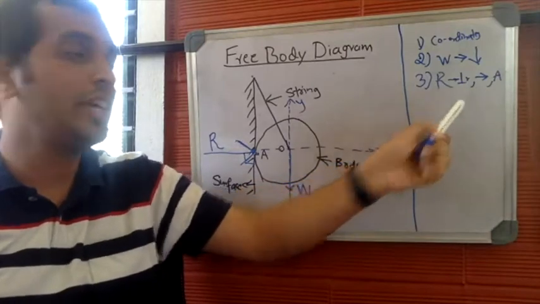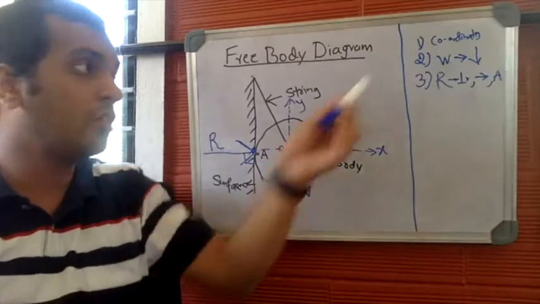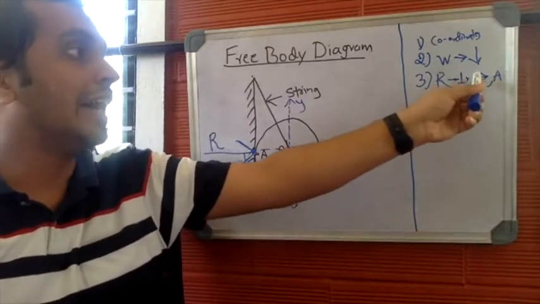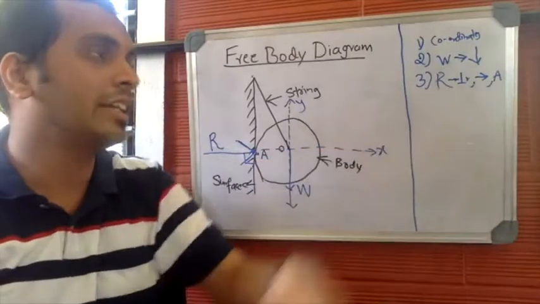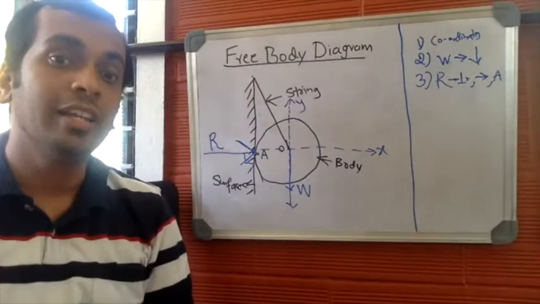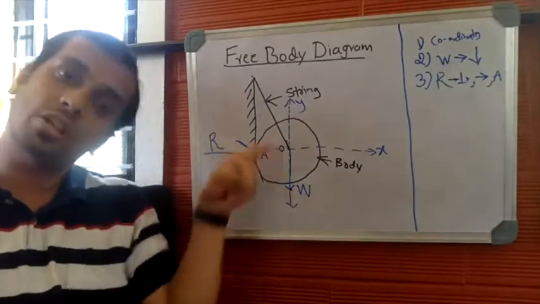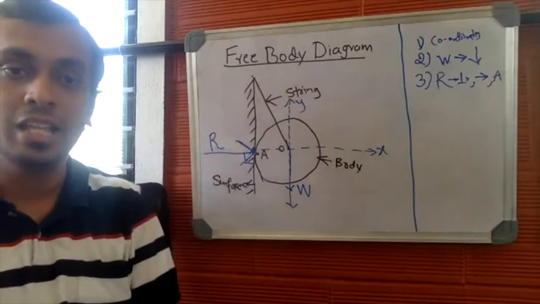Normal reaction should always be perpendicular to the surface, not the body. It should be directed towards the body, and it should act exactly at the point of contact between the body and the surface. This is the reaction offered by the surface on the body when the body is in contact with the surface. This is step number 3.